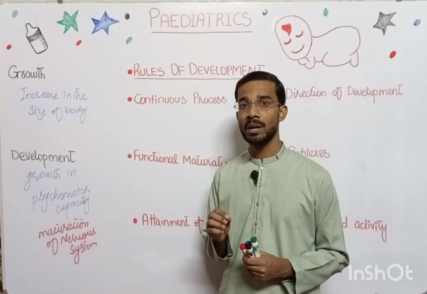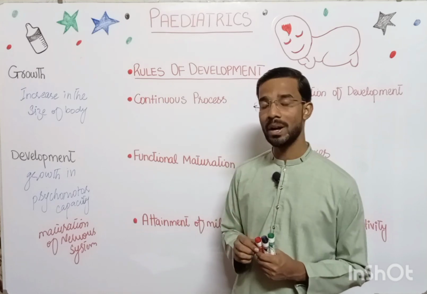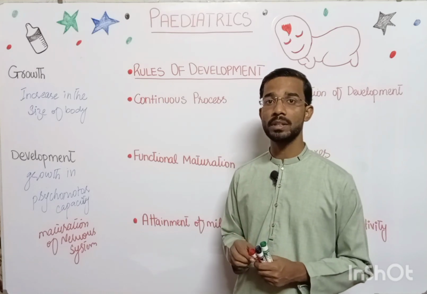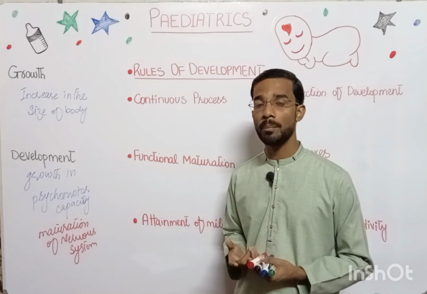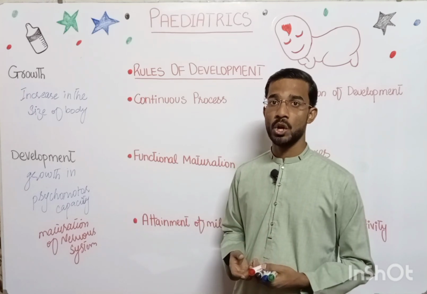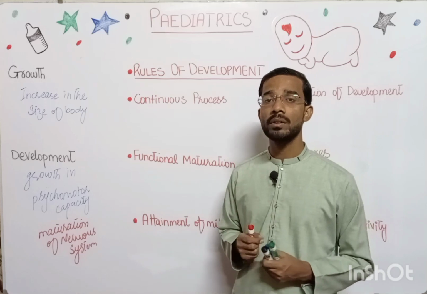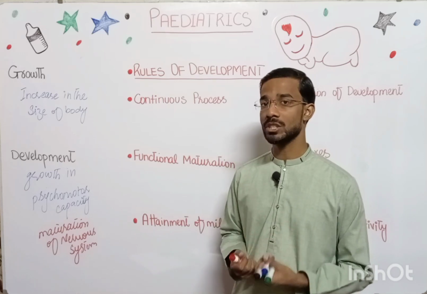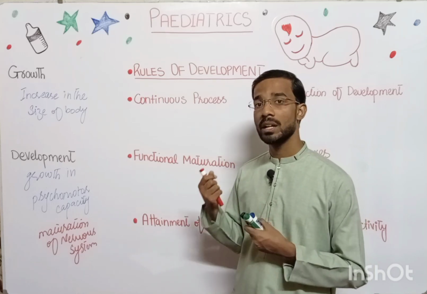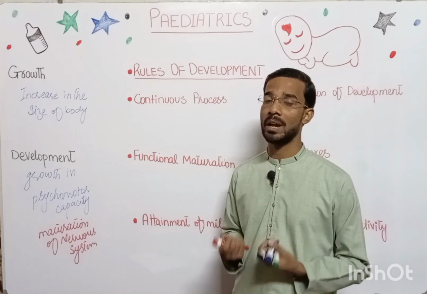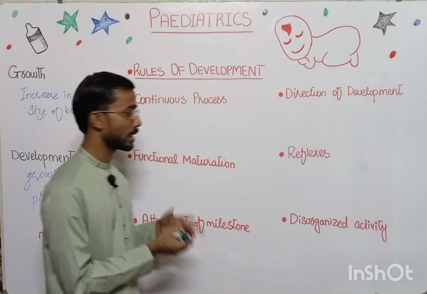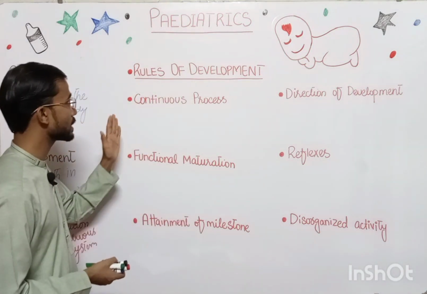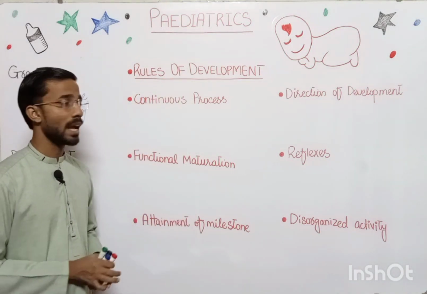If someone wants to check whether the nervous system of a child is growing or developed properly or not, there are 6 rules through which we can check that. So here you can see there are 6 rules. First one is the continuous process.